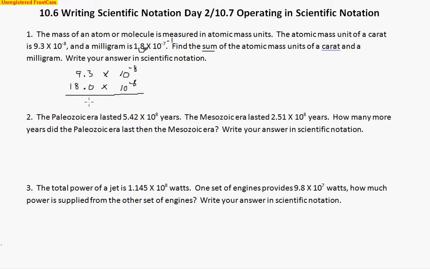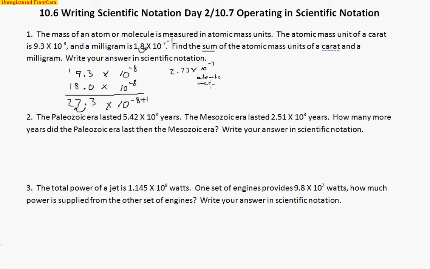And so the multipliers I can go ahead and combine. So this becomes a 3. This becomes a 17. I carry 1 over. I get 27 and 3 tenths times 10 to the negative 8th. So it's not in scientific notation. That's the way we're supposed to write it. So that means I need to move this decimal point to the left 1 space. And so I need to make this one smaller, so I need to make this one bigger. So I need to add 1 exponent to the negative 8. So I end up getting 2 and 73 hundredths times 10 to the negative 7th power. And so that's the atomic mass units.